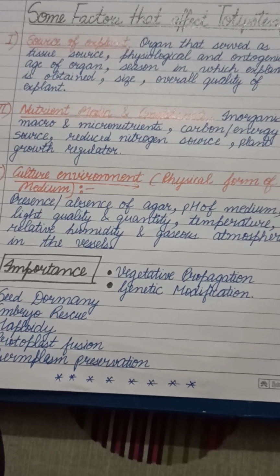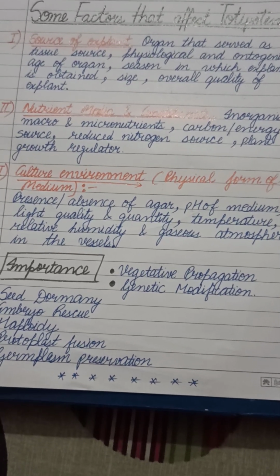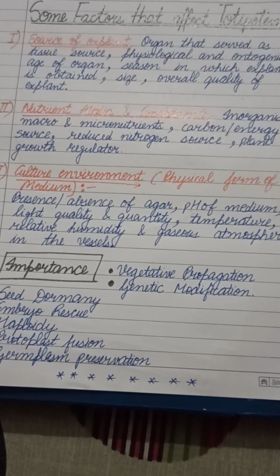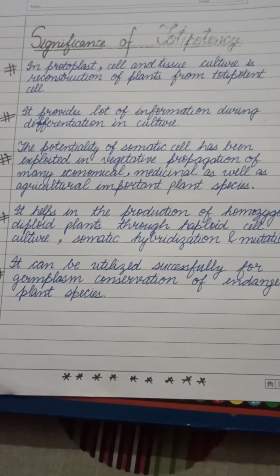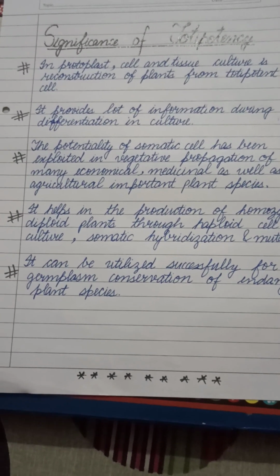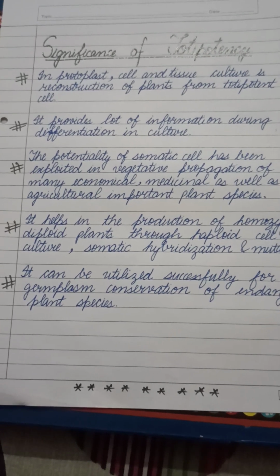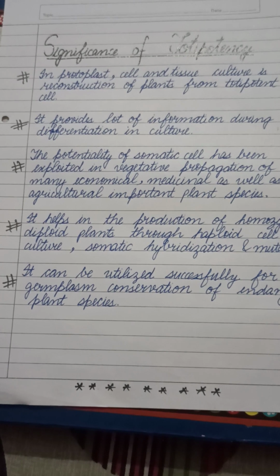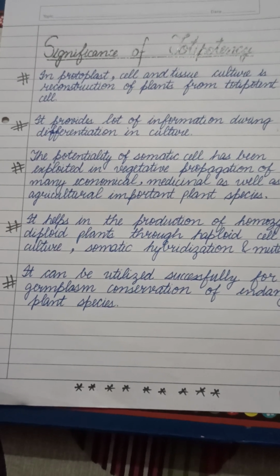Importance: vegetative propagation, genetic modification, seed dormancy, embryo rescue, haploidy, protoplast fusion, germplasm preservation. Significance of totipotency. In plant cells, cell and tissue culture is reconstruction of plants from totipotent cells. It provides a lot of information during differentiation in culture.